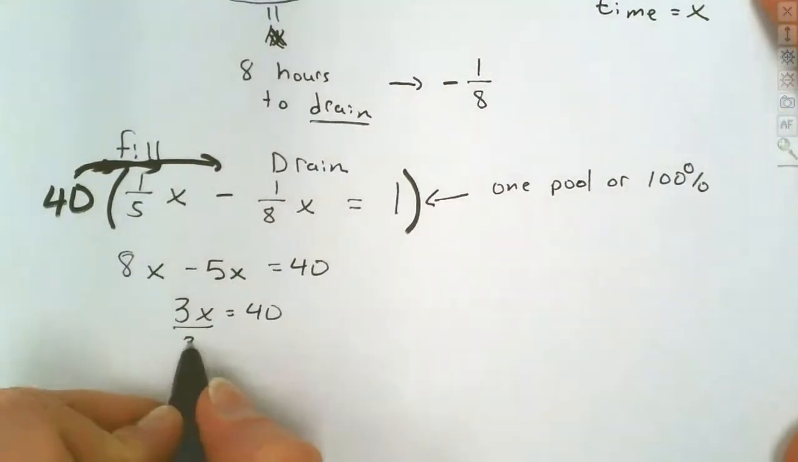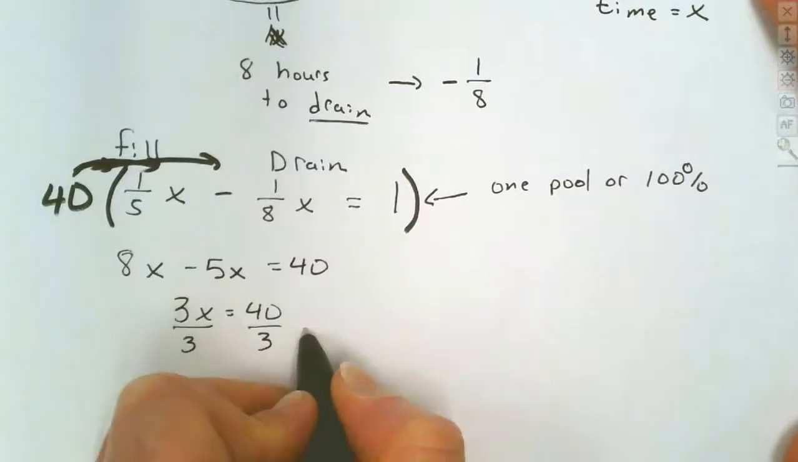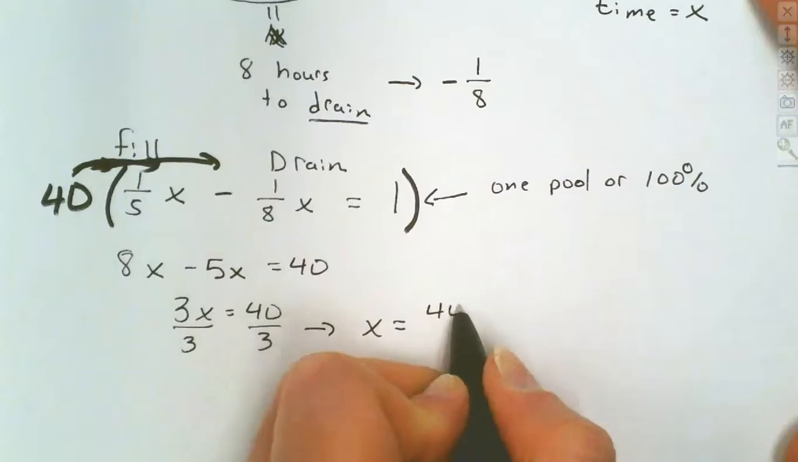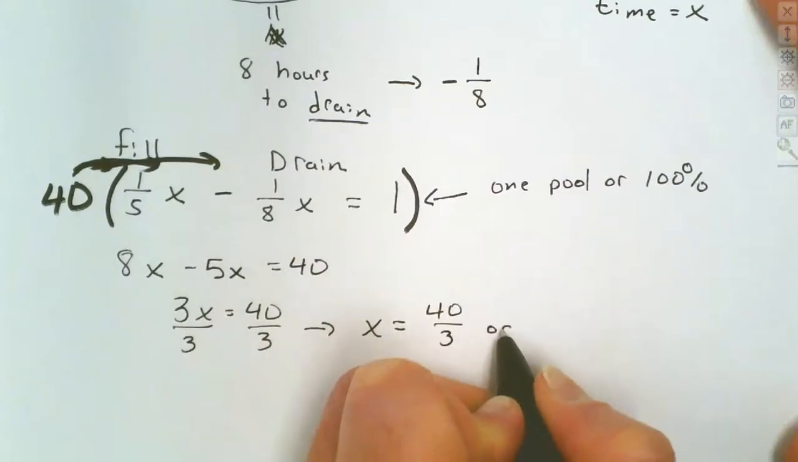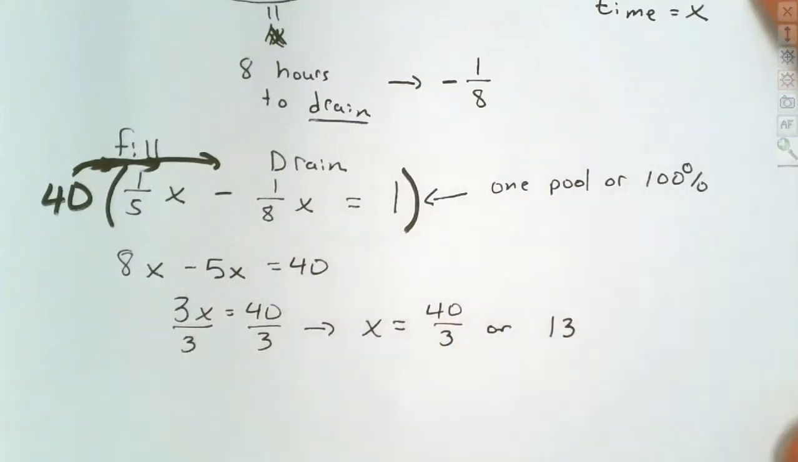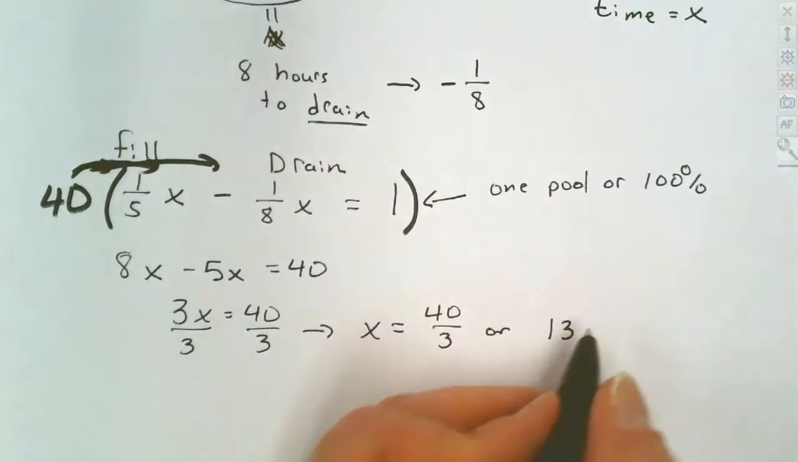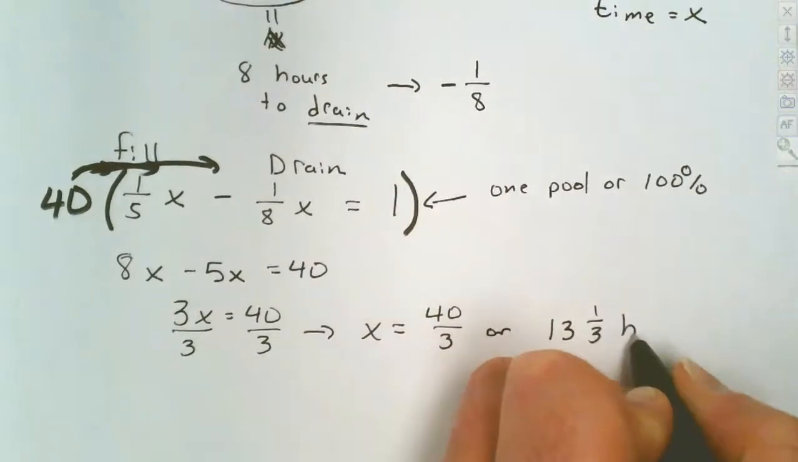We'll divide by our 3. And so now we have x equals 40 over 3, or 13, and it looks like 1/3, because let's see, yep, 39 would be 13, so we can rewrite this as 13 and 1/3 hours.